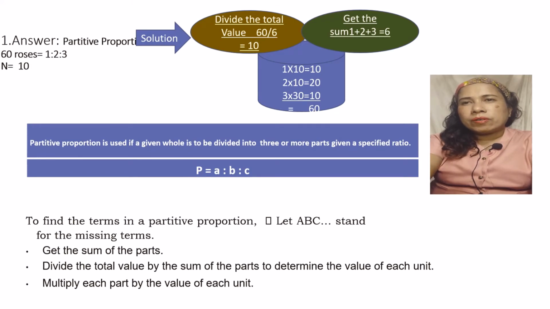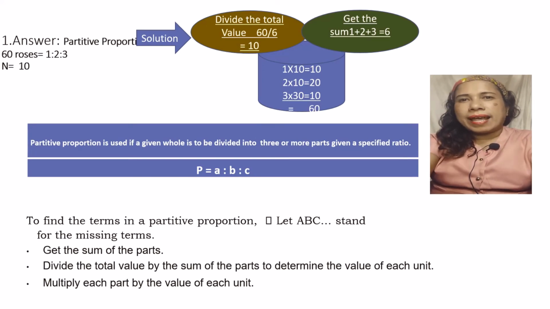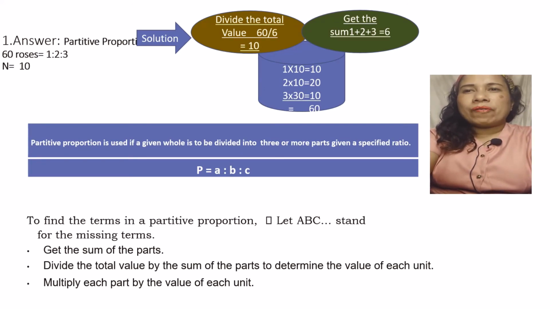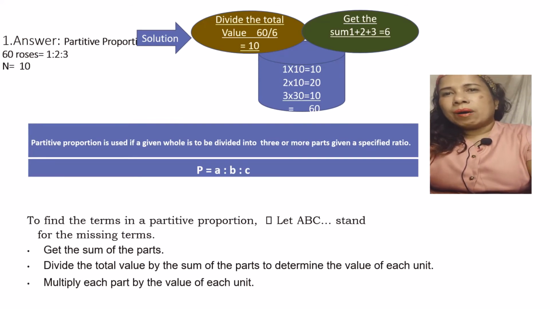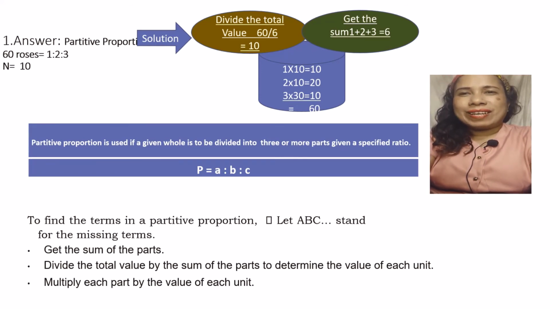So the proportion is A is to B, B is to C. To find the terms in partitive proportion, let A, B, C stand for the missing terms. Get the sum of the parts, then divide the total value by the sum of the parts to determine the value of its unit. Multiply its parts by the value of its unit.